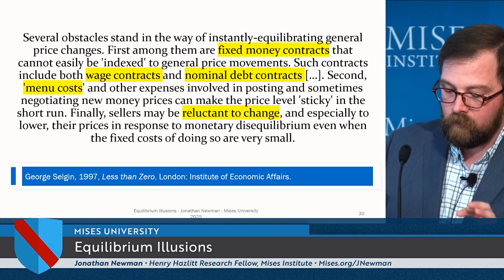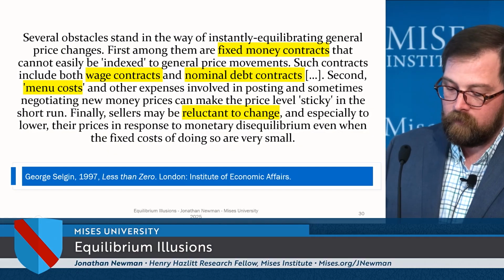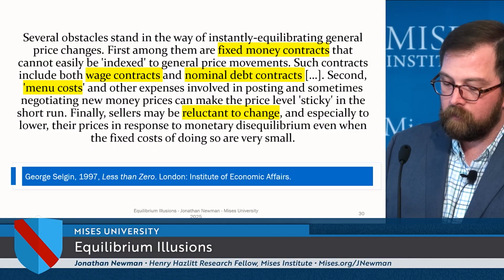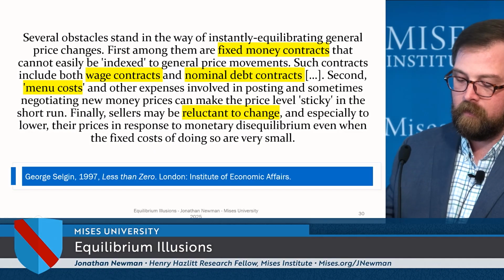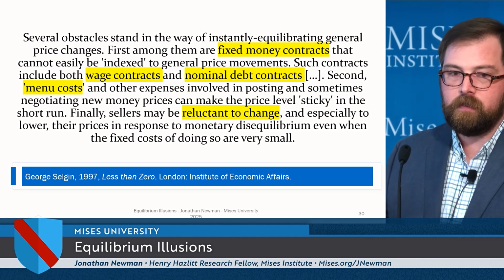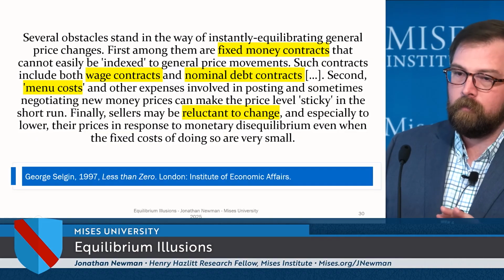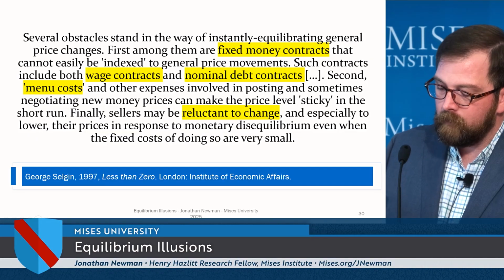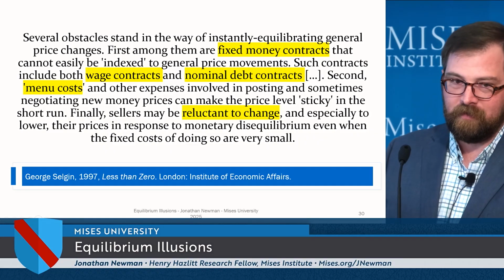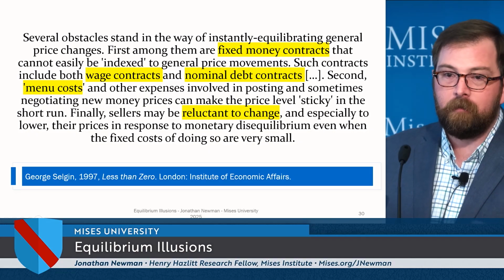He says, several obstacles stand in the way of instantly equilibrating general price changes. First among them are fixed money contracts that cannot be easily indexed to general price movements. The reason he's talking about general price changes, general price movements, is because he's thinking about this in terms of monetary equilibrium, monetary disequilibrium. We'll just set that aside for now. Actually, for the whole lecture, I'm not going to talk about monetary disequilibrium theory. But we'll still talk about what he means by fixed contracts and how that can impede market clearing.